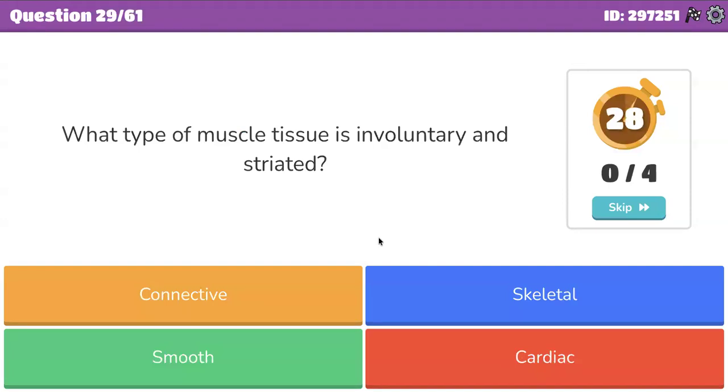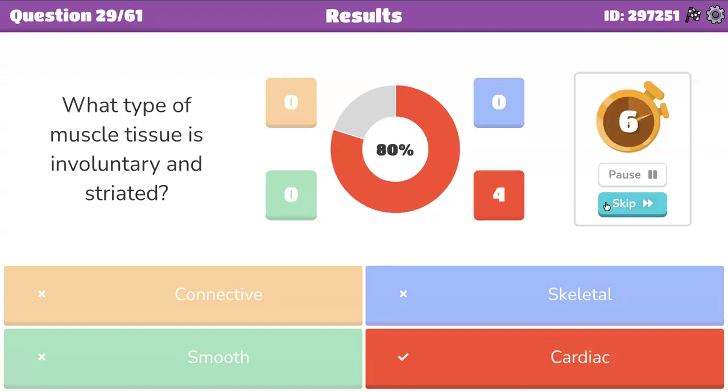What type of muscle tissue is involuntary and striated? We just talked about this too. Think about something you can't control. Can you control your skeletal muscle? Can you control your smooth muscles, your cardiac muscles, your connective muscle? There's no such thing as connective muscle. I hope no one picked that. Okay, awesome.